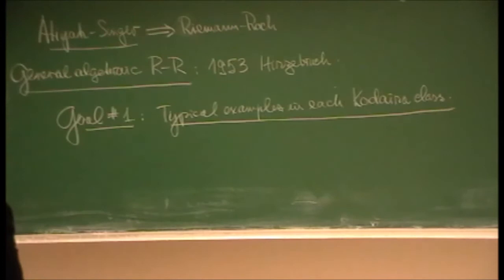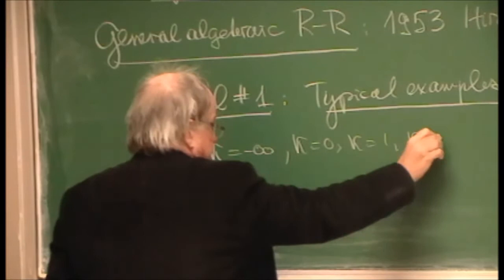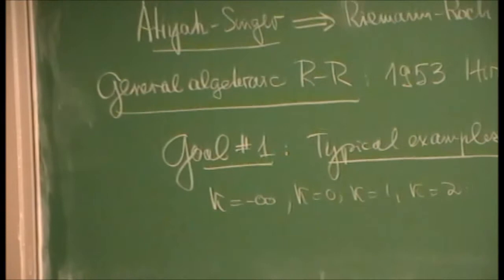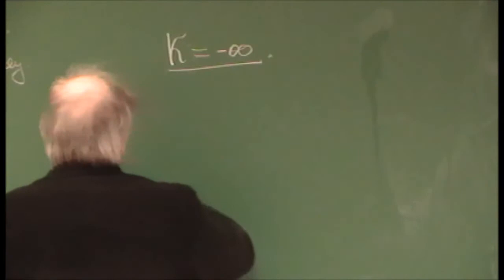So let's remember the classes are minus infinity, 0. Start with minus infinity. So, Kaiser class minus infinity. The first big class that lands there is the class of ruled surfaces.